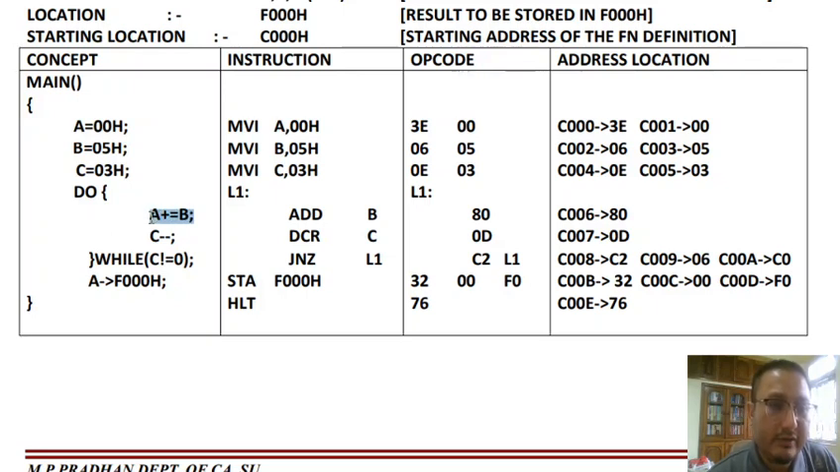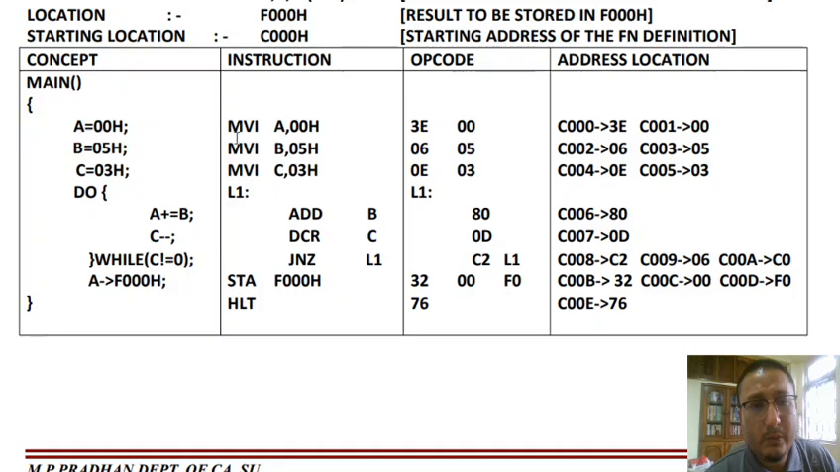So it will add B to A 3 number of times. Eventually when C becomes 0, the loop terminates, and then we store the content of A to F000H. So this looping construct will add B to A 3 number of times and then store the result of A to F000H. Now let us translate this concept note into an 8085 program.